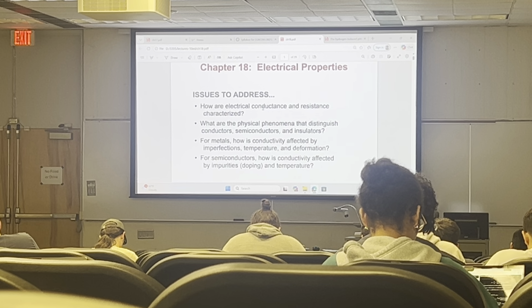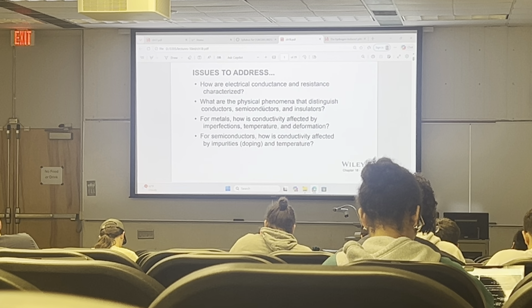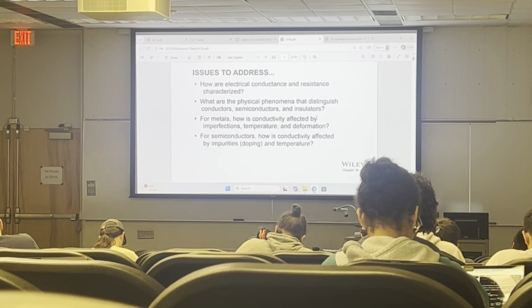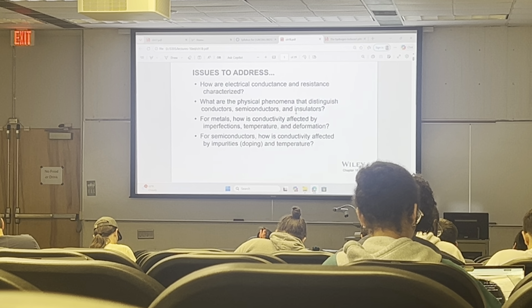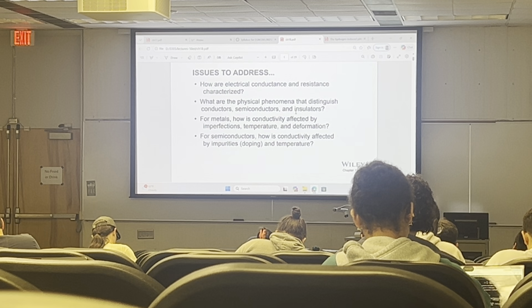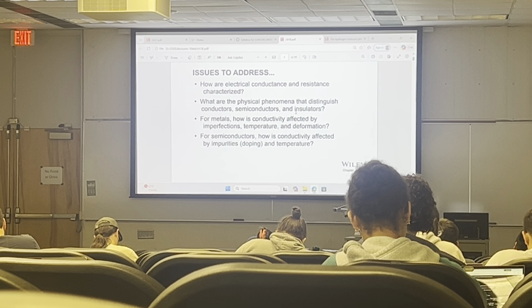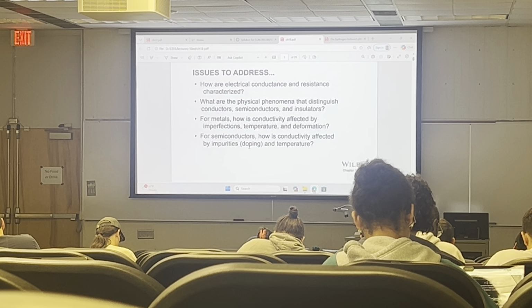Conductance versus conductivity, and resistance versus resistivity. What are the physical properties and phenomena that distinguish conductors, semiconductors, and insulators? And specifically for metals, how is that affected by imperfections, defects, temperature, and deformation? And more importantly, for semiconductors, how is it affected by impurities and also temperature?